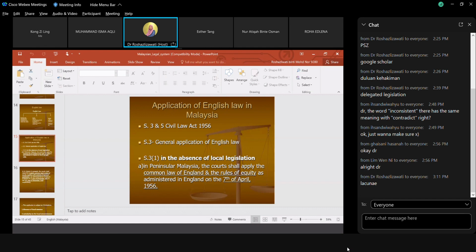So Section 3 refers to general application of English law, meanwhile Section 5 refers to law relates to business, trade, whatsoever.